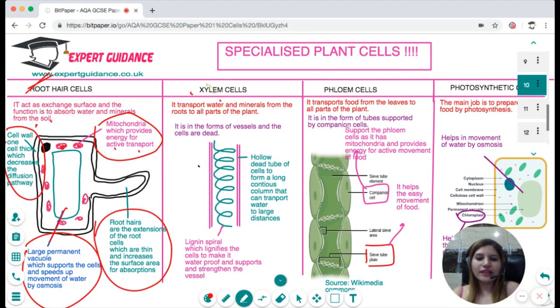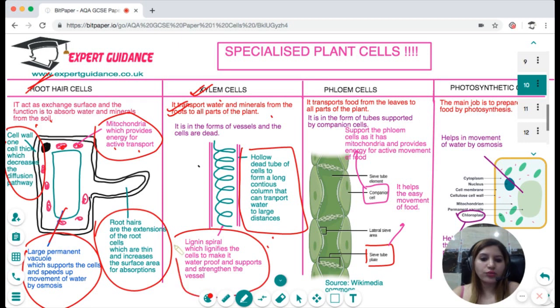On the other hand, there's the xylem cell. What is the function of the xylem cell? It transports water and minerals from the roots to all parts of the plant. Since it has to transport water over large distances, it has to form a long continuous column. The cells of the xylem are dead so that they can form a long continuous column which can transport water over large distances. And then inside, you can see the lignin deposit. The lignin deposit makes it waterproof, makes the xylem column strong, and strengthens the xylem vessel.